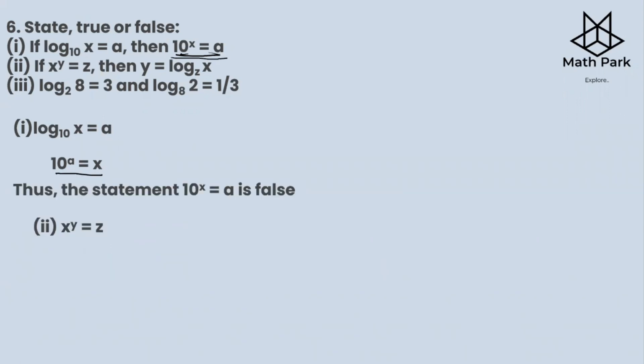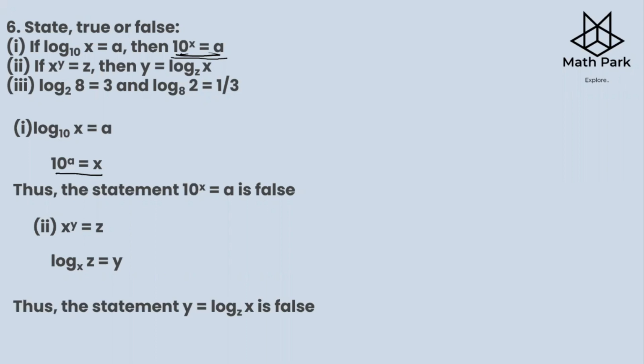Next, we have if x raised to y is equal to z, then y is equal to log of x to the base z. So if you have to write this in the logarithmic form, this is going to be log of z to base x is equal to y, whereas here it is given as log of x to base z is equal to y. So this is how the given statement is false.